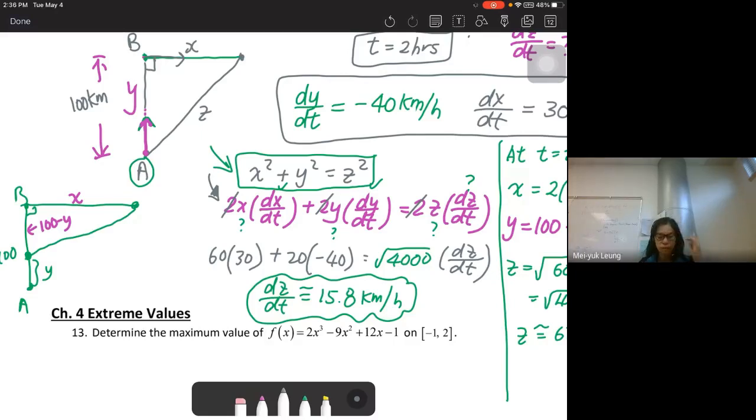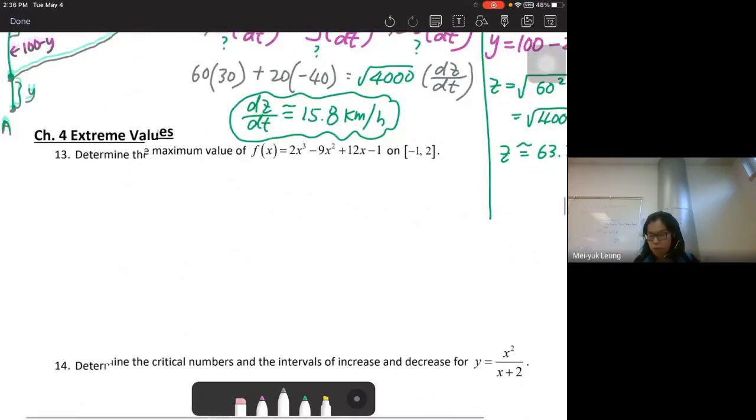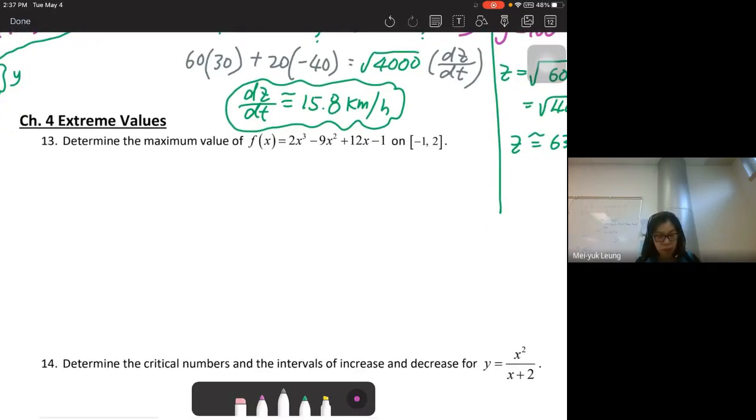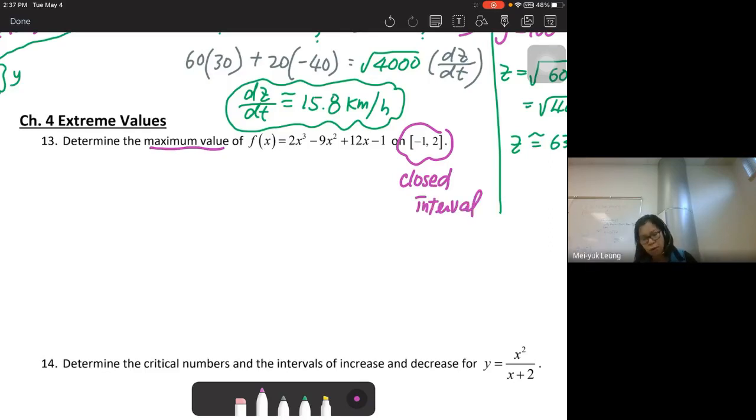Okay. All right. So number 4, chapter 4 is about extrema, which is about finding the absolute maximum, minimum, or the local maximum or minimum. Now the first one, number 13, is finding the maximum value of the function f of x, which is defined on a closed interval. Whenever you're trying to find the maximum value, we refer to finding the absolute maximum value on this closed interval.